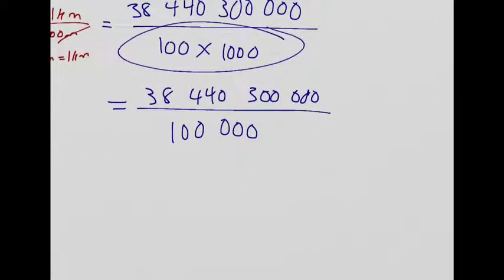So now turn that fraction into a division: the top divided by the bottom. What do you get? 384,403. Yeah. And what are my units? Kilometers, right? We just converted it into kilometers. Thanks, dimensional analysis. You're the best.